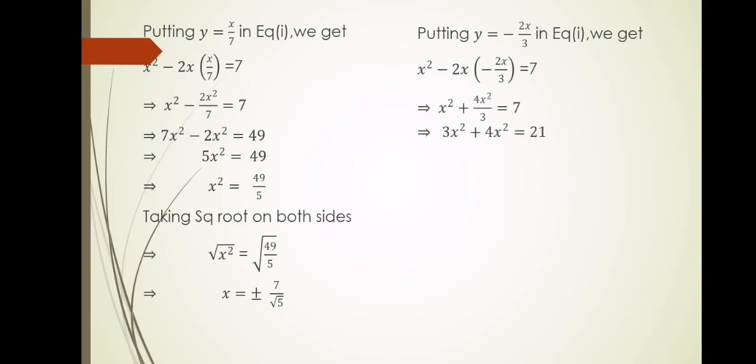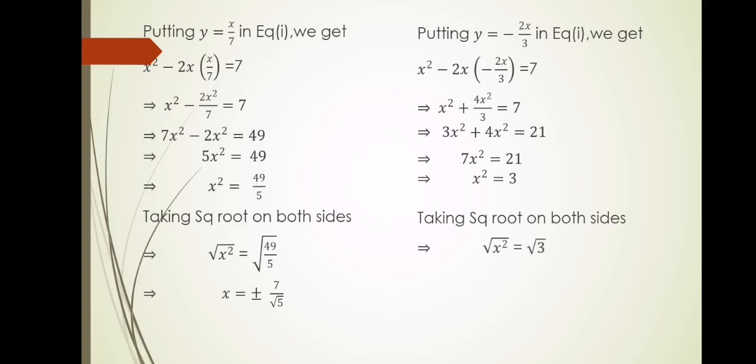3x square plus 4x square is equal to 21, which is 7x square is equal to 21, which will be x square is equal to 3. Taking square root on both sides, we just get x is equal to plus minus root 3. Now as I told you that now we will have to deal with these two equations. Similarly, here we will have to deal with only these two equations. So we will have to put this value of x in this equation, and we will have to put this value of x in this equation.